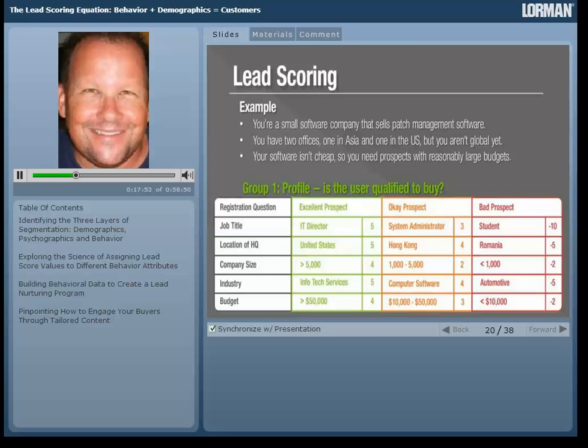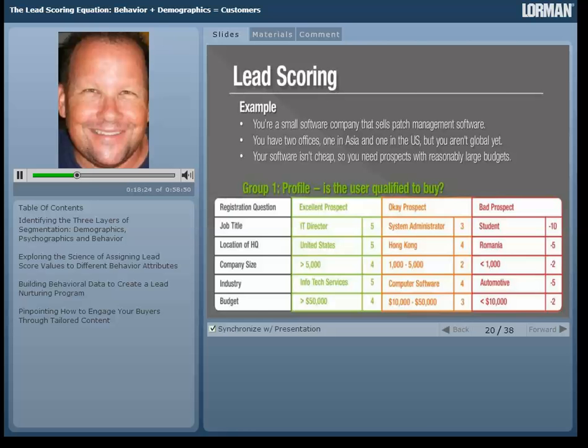High titles get higher scores, so that first line on job title. Low titles maybe get mid-point scores, and then unrelated titles will get negative scores. So we don't want those to be considered good prospects. So in the job title category, an IT director gets 5 points, a systems administrator gets 3 points, and a student gets negative 10 points because we really don't consider that someone who's qualified to buy. So we don't want to elevate that person to sales.